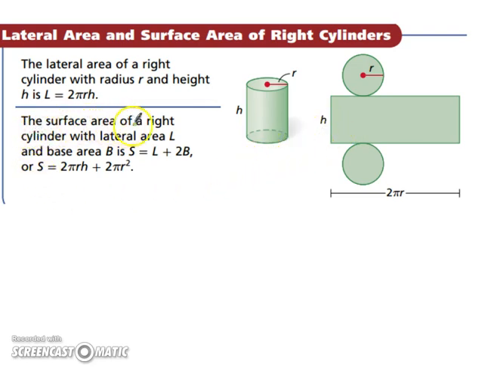The surface area of a right cylinder with lateral area L and base area B is S equals lateral area plus 2 times your base area. Well, hey, that one looks very similar. We just talked about it. Well, remember, your base is going to change based on the shape that you have. In this case, it's a circle. So, if you look at your base, it's a circle, and the area of a circle is pi r squared, so your big B is pi r squared, instead of in the last one, which was 1/2 base times height for a triangle. Well, let's try it.